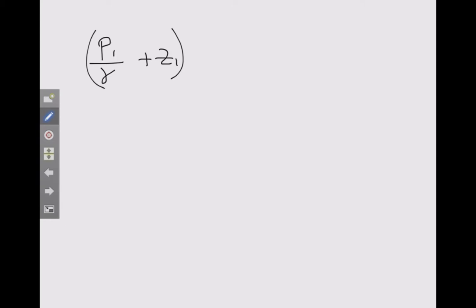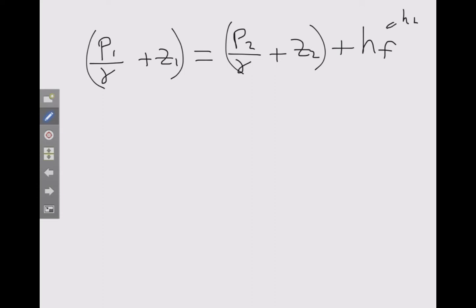There's no, the velocities cancel out, and there's no pump head. There's no turbine head. And so in a pipe we have this, and we note that we use HF to designate the head loss in a pipe. So this actually equals HL, but we're writing it as HF because it's customary.